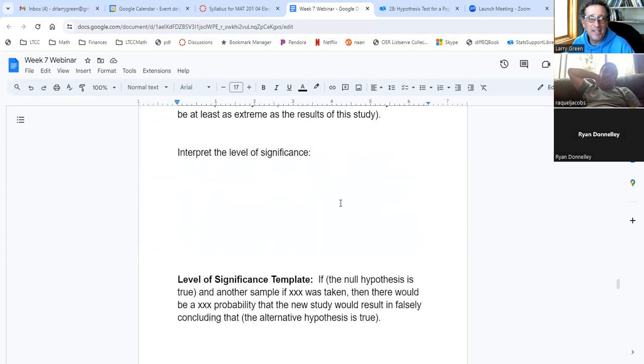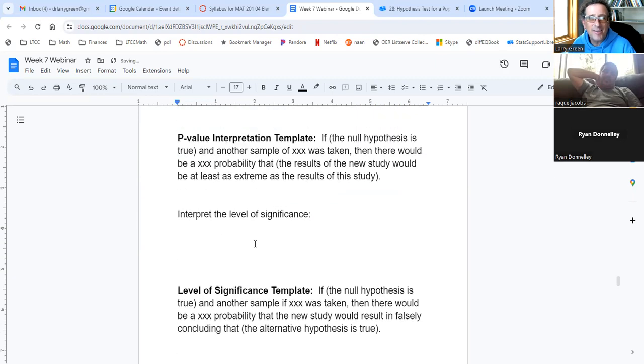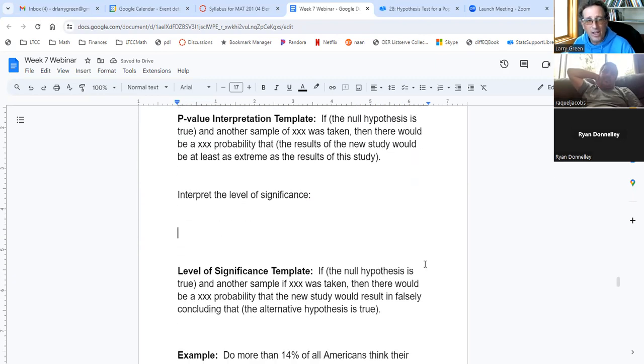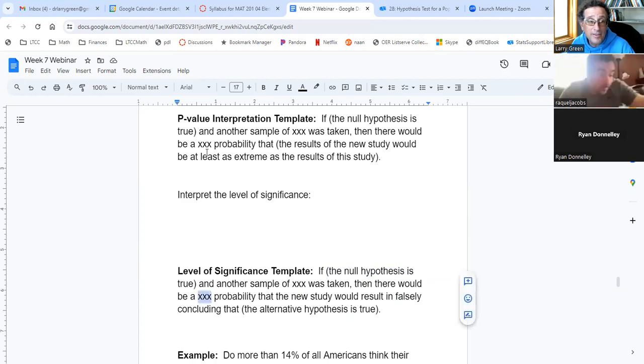And then the level of significance, let's go like this, so I can have them on the same page, is if the null hypothesis is true, and again, don't put this in, that's like XXX. And another sample of however many was taken. Then there would be a whatever probability, okay? And by the way, these X's are not the same as these X's. These X's are the p-value X's. These X's are the level of significance X's. That the new study result in falsely concluding that, and then whatever the alternative hypothesis is stating.